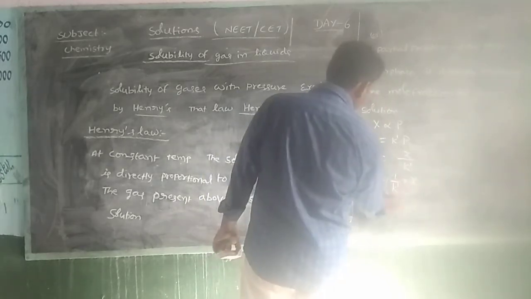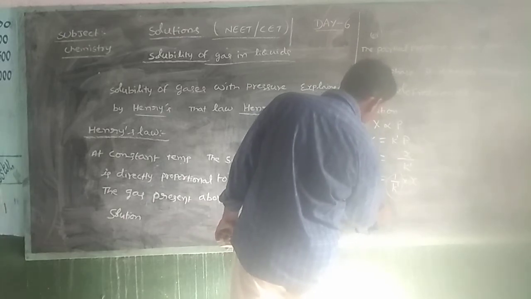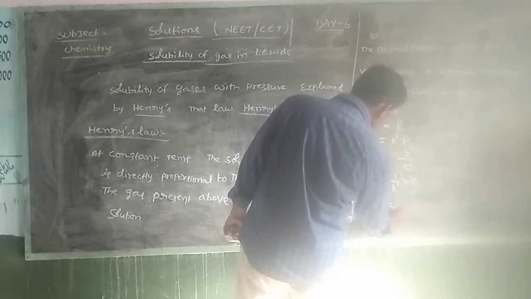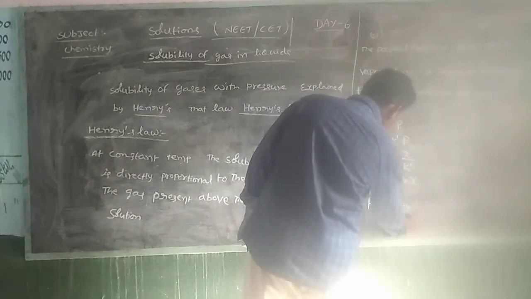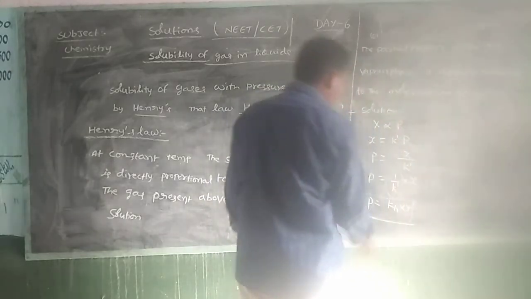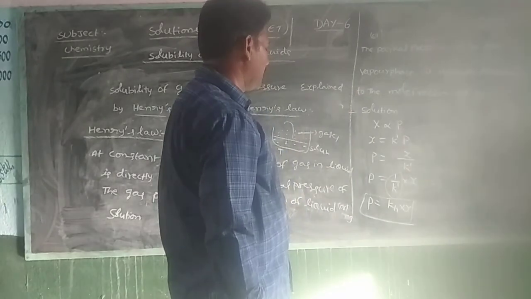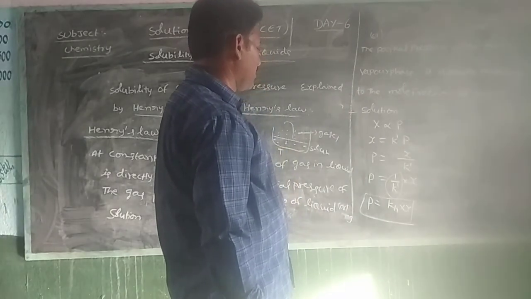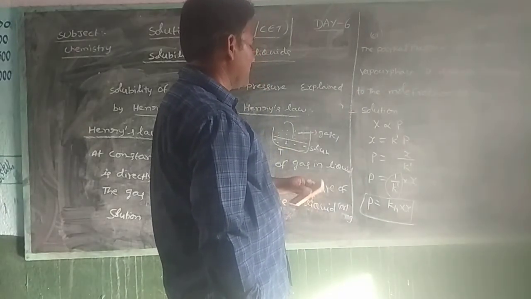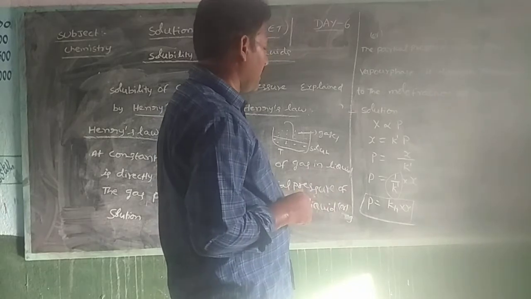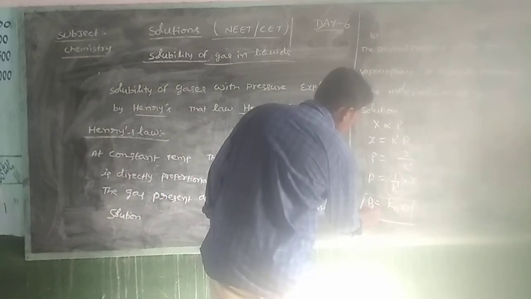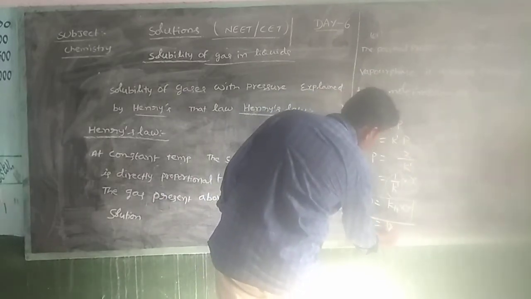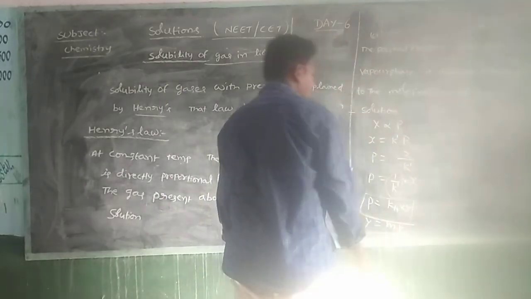1 by K1 we call KH, the Henry's law constant, into x. This is the relation between the mole fraction and partial pressure. Partial pressure is equal to KH, the Henry's law constant, times x, the mole fraction of the gas. This is the y is equal to mx form.